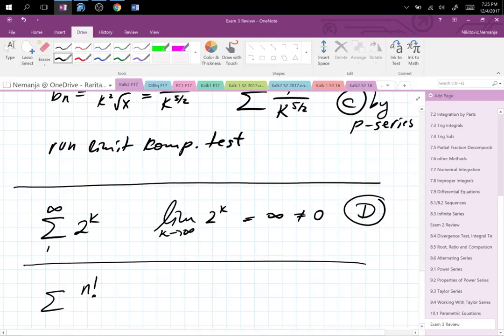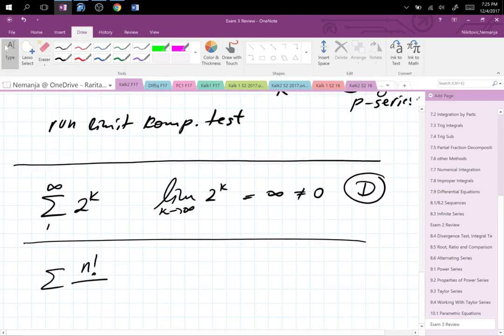Summation of n factorial divided by 2n cubed from 1 to infinity. Everyone screams ratio. And I say, hell no. N factorial rises much faster than the polynomial. So the limit of this thing is going to go to infinity.